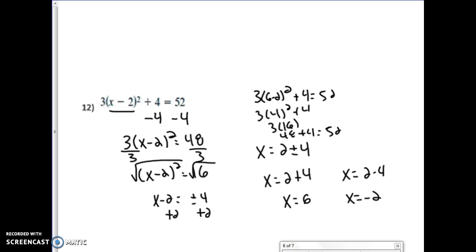So that works out. If I do the opposite, 3 times negative 2 minus 2 squared plus 4 should get me 52. 3 times negative 4 squared plus 4. That's 3 times 16 plus 4, which is 48, plus 4, which gets me 52. So that checks.